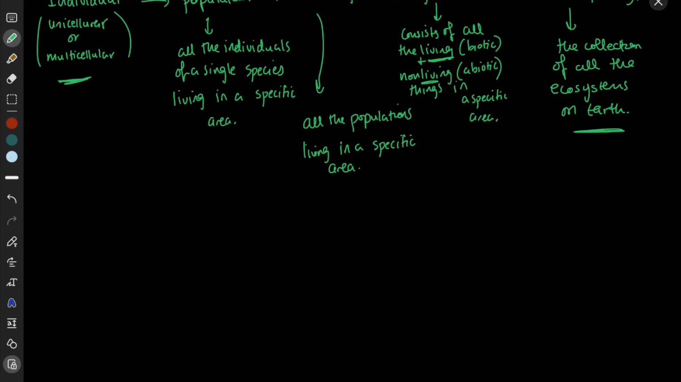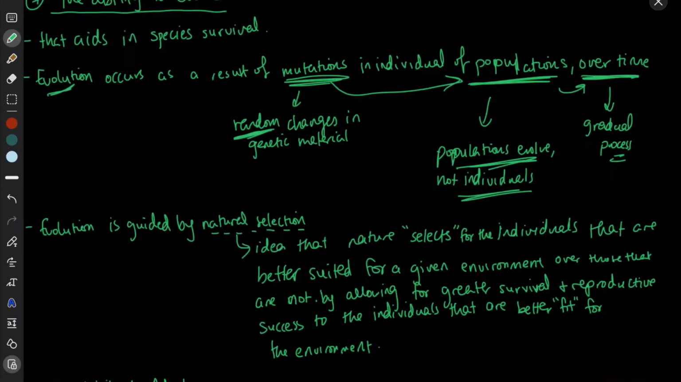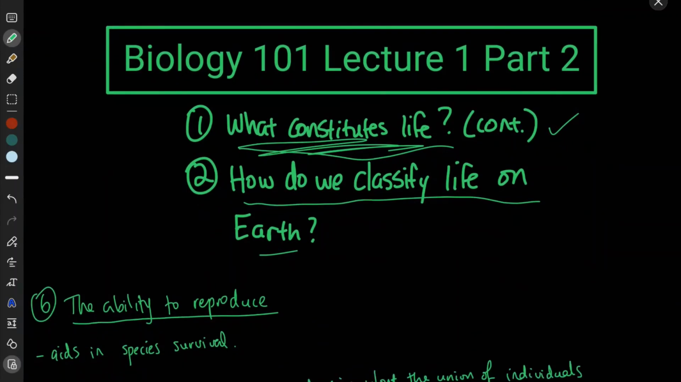All right, so I think that's it for this video. I think this is a pretty long video. But yeah, that's pretty much it. So let's see if we answered part 2. So how do we classify life on Earth? Well, we discussed one way of being unicellular versus multicellular. We also discussed prokaryote versus eukaryote. And then we discussed how we classify the individual, population, community, ecosystem, and all of that as well. So we can check that off as well.